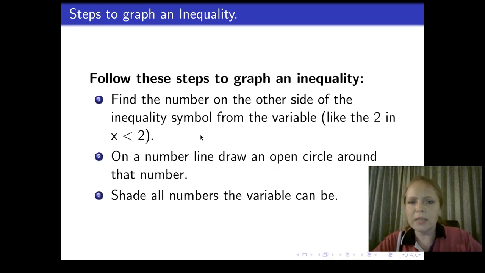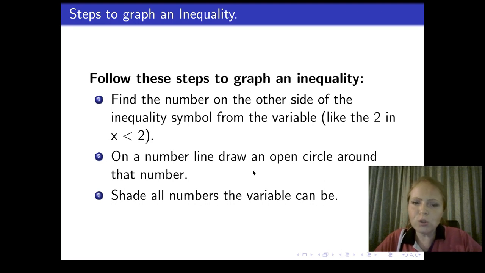How to represent, how to graph an inequality on a number line. There are 3 main steps to do that. The first one, you have to find the number on the other side of the inequality symbol from the variable. Okay, what does it mean? For example, you are given x is less than number 2. The inequality symbol is less than. Where is the number following the inequality symbol? It's here, number 2.